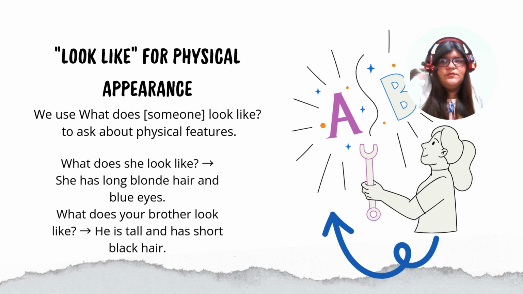Then we have look like for physical appearance. We use what does someone look like to ask about physical features. For example, what does she look like? She has long blonde hair and blue eyes. What does your brother look like? He's tall and has short black hair.